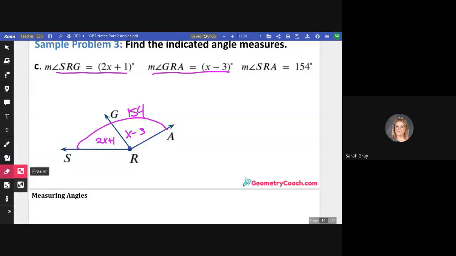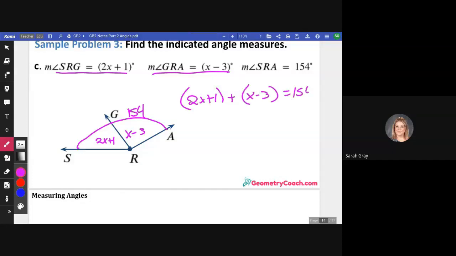So then we're going to set up the algebra equation. Part plus part equals whole. So we have 2x plus 1 part plus x minus 3 other part equals 154, which is the whole. And then we're just going to work the algebra out from there. These parentheses don't mean anything algebraically because everything is plus and minus, and we work that left to right anyway.